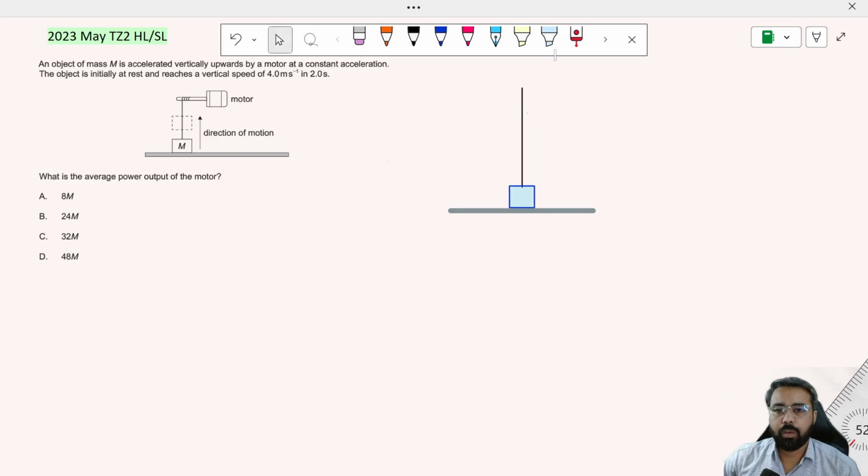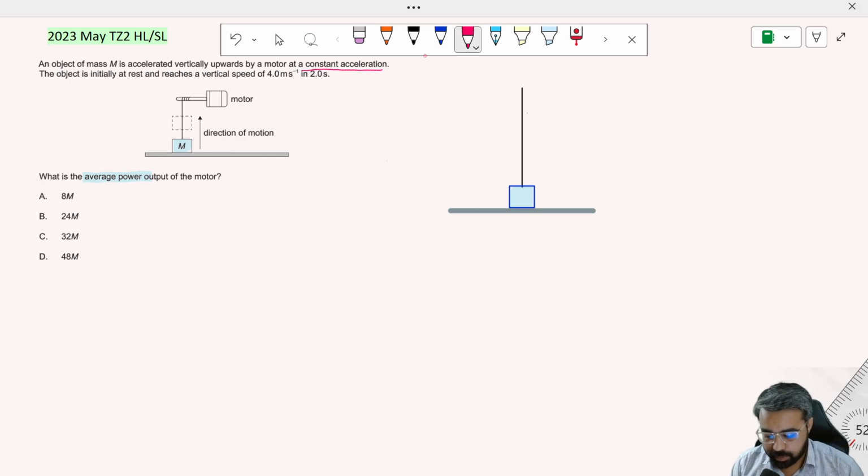In this question, we are going to calculate the average power to accelerate this mass from rest to a certain height, and what will be the power delivered by the motor that will perform this work. As you see, the question states that it is moving with constant acceleration, so it means that its velocity is increasing uniformly.